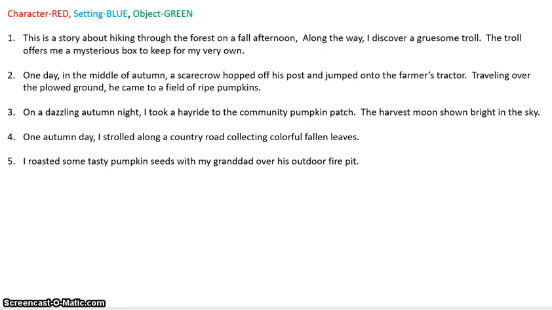It says, this is a story about hiking through the forest on a fall afternoon. Along the way, I discover a gruesome troll. The troll offers me a mysterious box to keep my very own. Okay, number 1 is extremely easy to figure out. When we talk about a story critical character, I want you to take your red, and I want you to find the story critical character, which would be, oh, I did setting first. All right, we're going to do setting first.